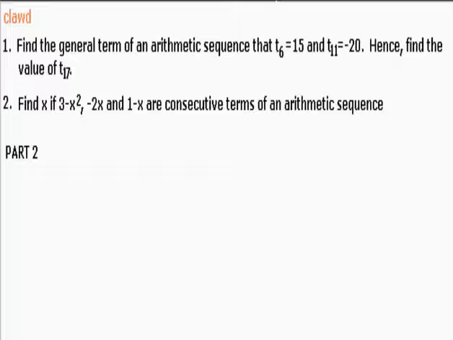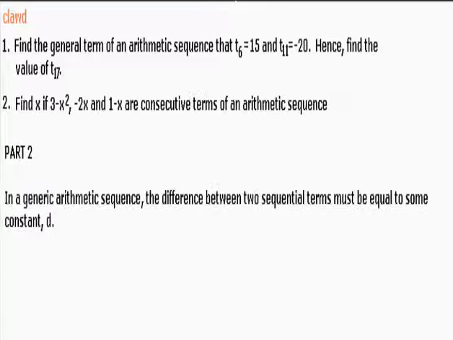Part 2 asks us to find x if 3 minus x squared, negative 2x, and 1 minus x are consecutive terms of an arithmetic sequence. Given what we've just learned about arithmetic sequence, it must be true then, in a generic arithmetic sequence, the difference between two sequential terms must be equal to some constant d. In other words, if we were to define the first term, T1, is equal to 3 minus x squared, and the second term, T2, which is equal to negative 2x, then the third term, T3, is equal to 1 minus x.